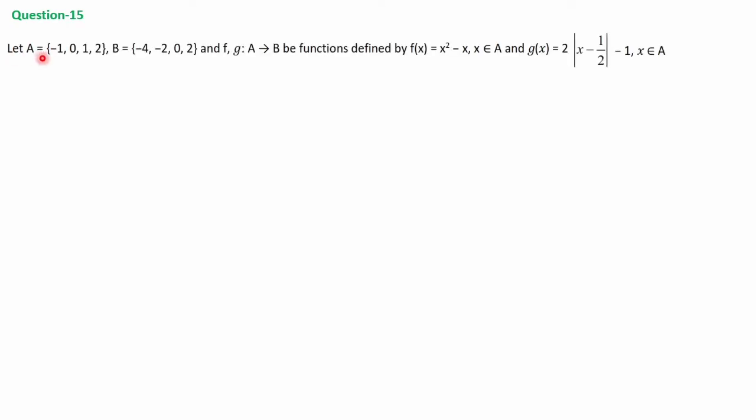Next we shall discuss question number 15. Let A be equal to the set {-1, 0, 1, 2} and B be equal to the set {-4, -2, 0, 2}, and f, g such that A to B are functions defined by f of x is equal to x square minus x, x element of A, and g of x is equal to 2 into modulus of (x minus 1 by 2) minus 1, x element of A. Are f and g equal? Justify your answer. So here two functions, f of x and g of x, are given. Two sets, set A and set B, are also given to us.